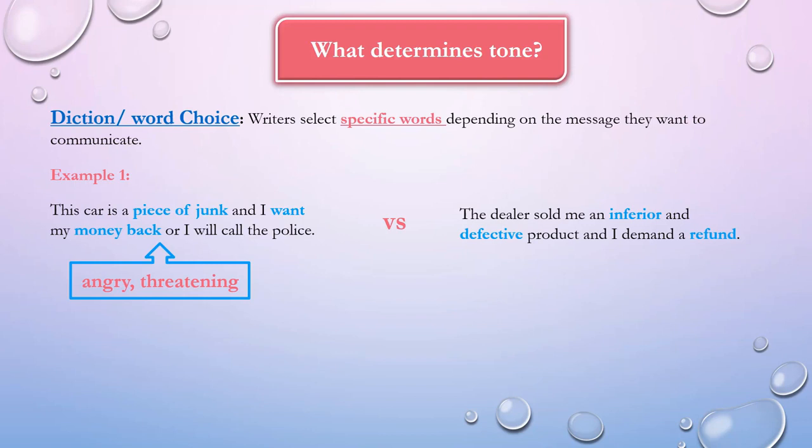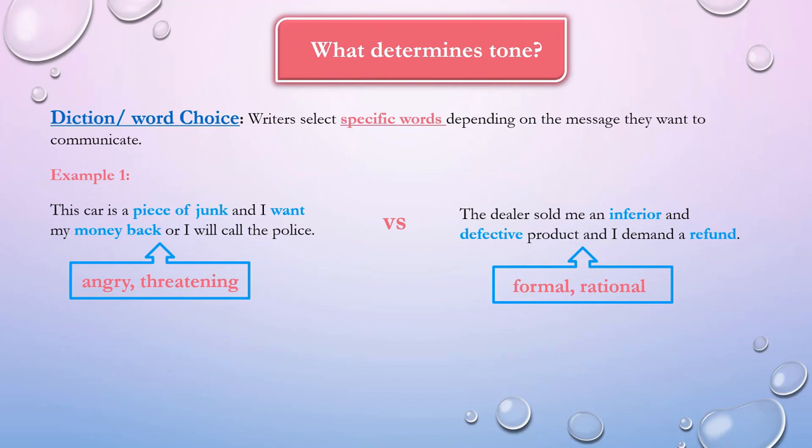So here we have inferior, the words are more formal, defective, which means that the product is not good enough, and refund, this is a formal word. So here the speaker wants his money back, the same as the first one, but the words that he used are totally different from what's used in example 1. So here the tone is formal and rational.